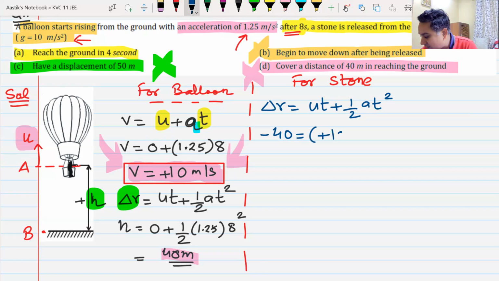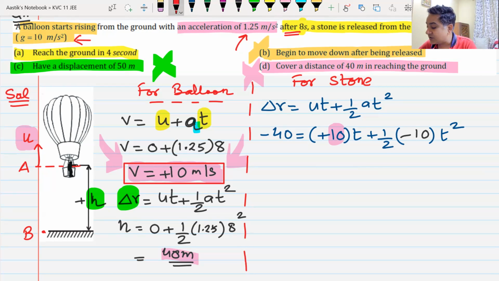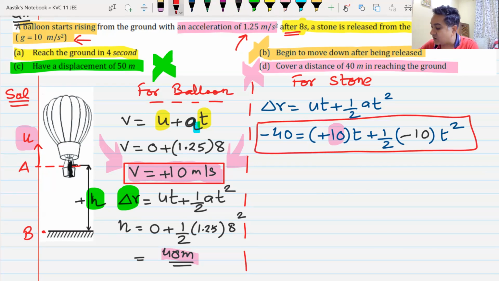So it is plus 10 into T. We don't know T. Plus half. How much is the acceleration for the stone? Minus 10. Minus 10 into T square. This is a very simple quadratic equation which you should be able to solve and get the value of T. I think someone already has solved it. Can you tell me what is the value of T you are getting from here?